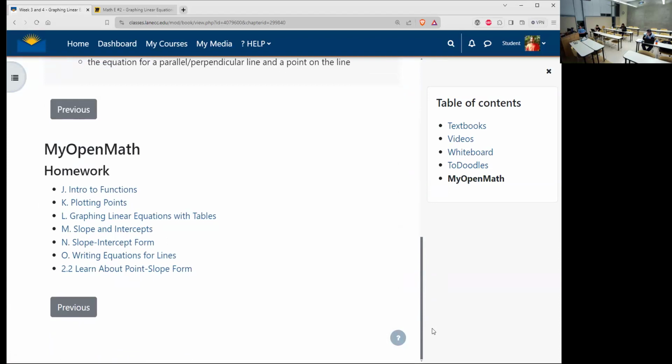So most Moodle classes, the main page is this gigantic annoying scroll, and you have to keep scrolling down and down and down.